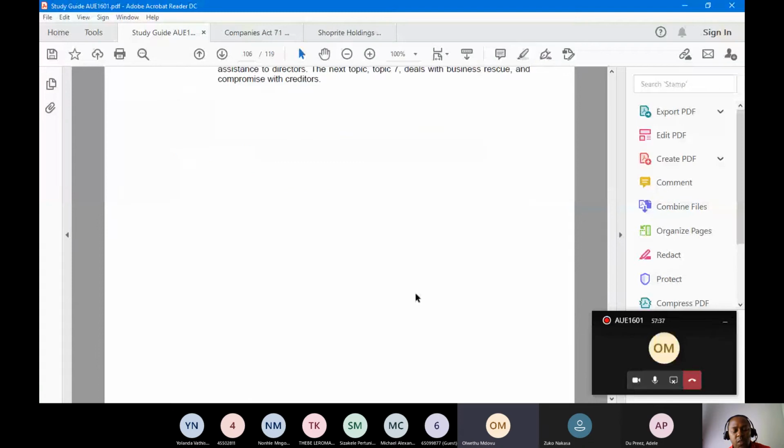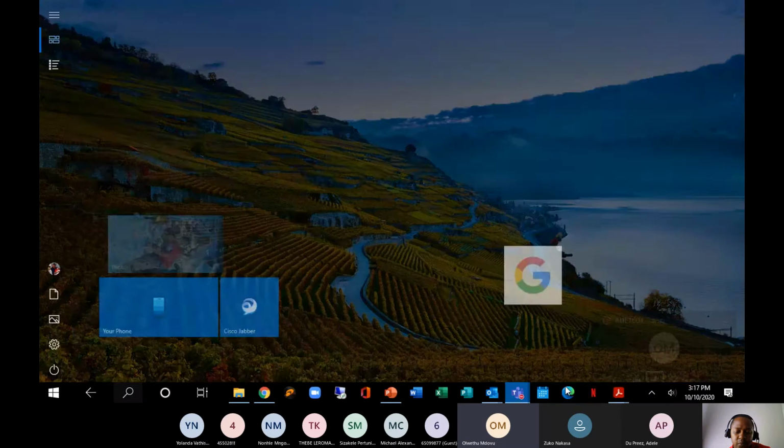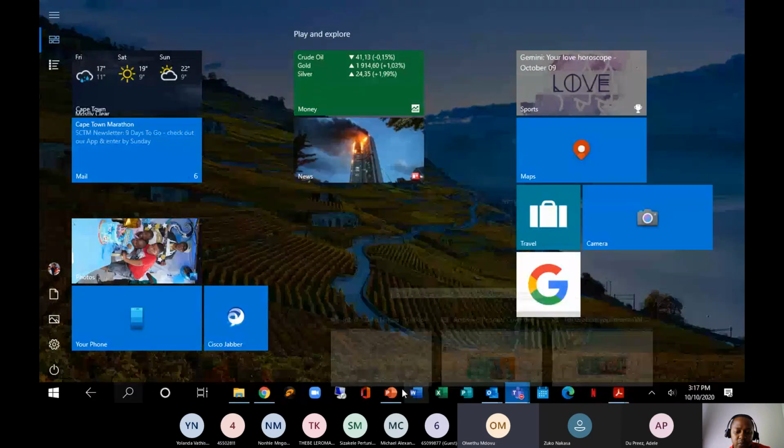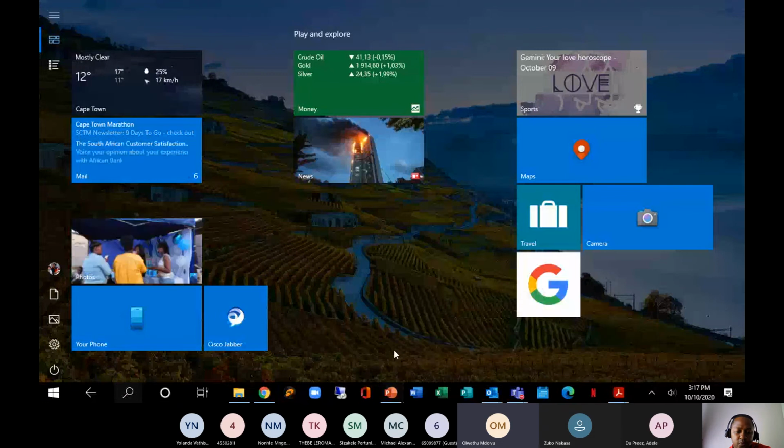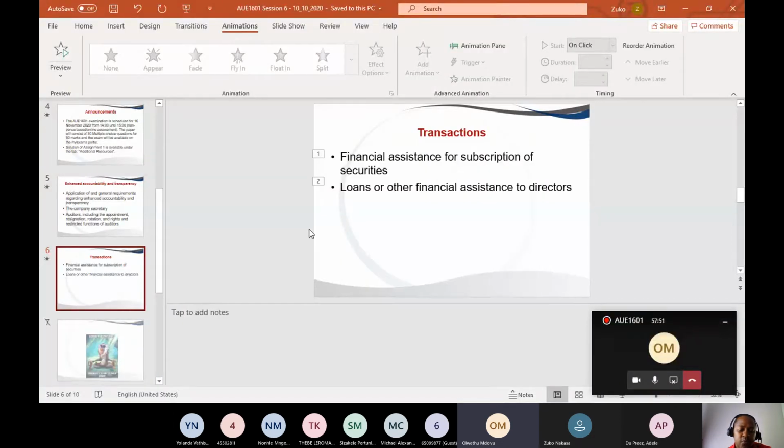Yes, go ahead. Since you mentioned the exam, I just want to ask, since these topics are interrelated, like liquidity and solvency ratios, and we spoke about capitalizations, and also financial assistance to directors, and also we spoke about meeting shareholders and all that. In the exam, what kind of question do we get when we are given a scenario? Are we given one scenario that entails all the topics?